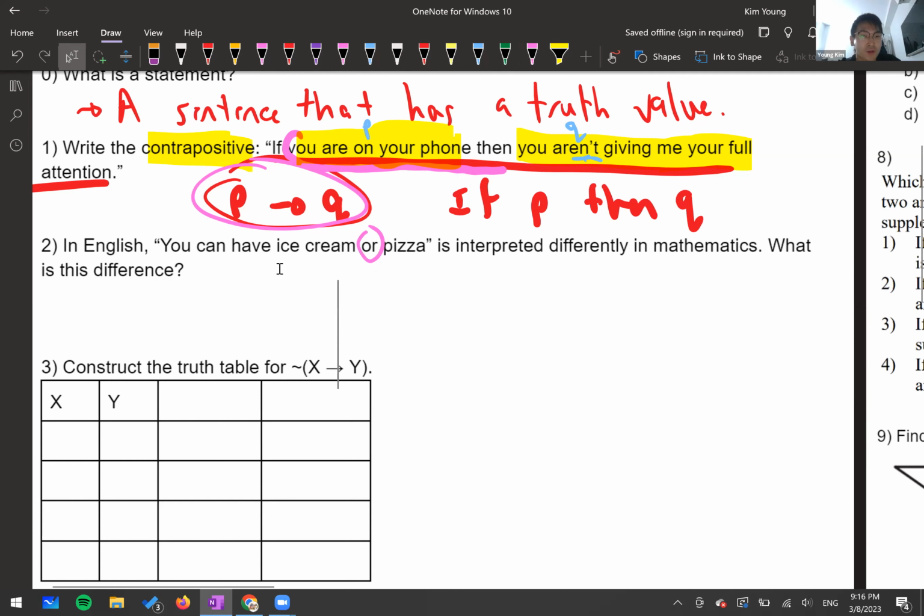Okay, so in mathematics, this sentence means that there's the possibility that you can have both ice cream and pizza, whereas in English and casual conversation, when your mom or someone offers you this, hey, would you like ice cream or pizza? They usually mean the exclusive or. Okay. All right, I should stop writing. That took too long. Okay.